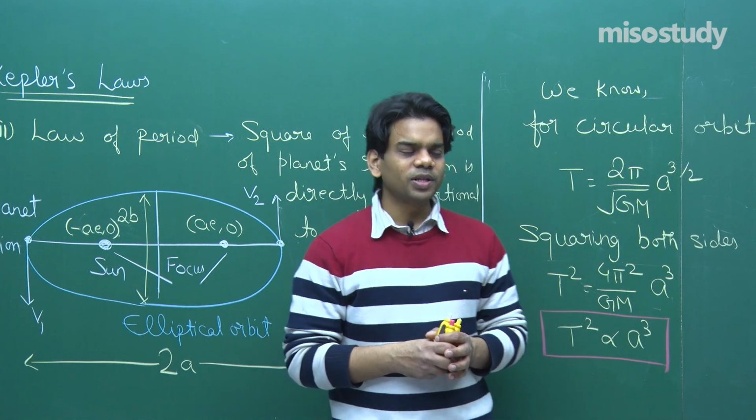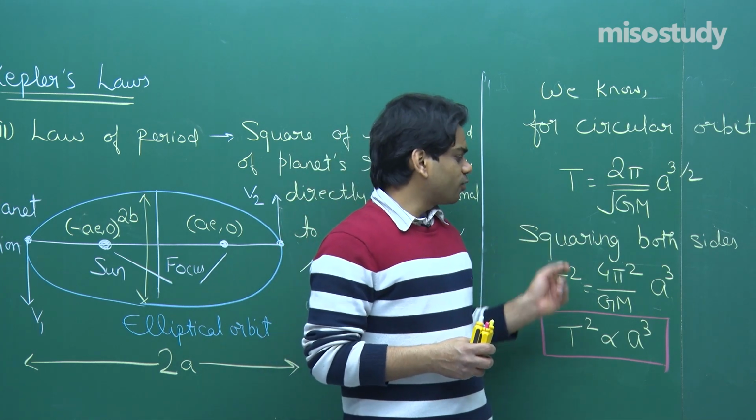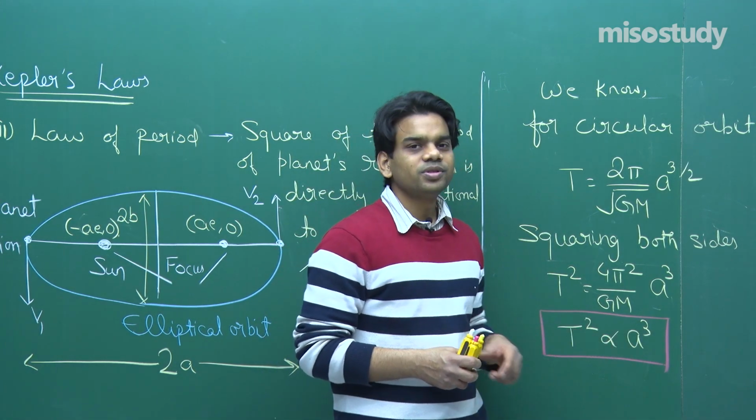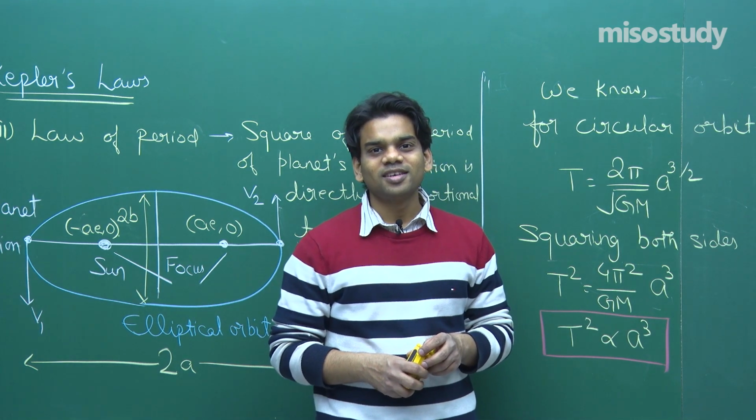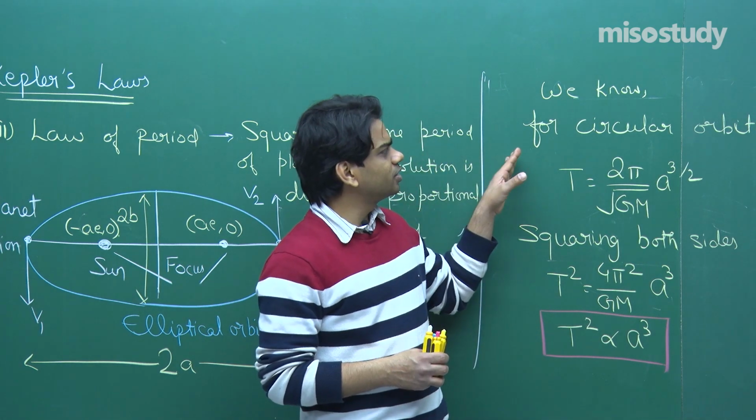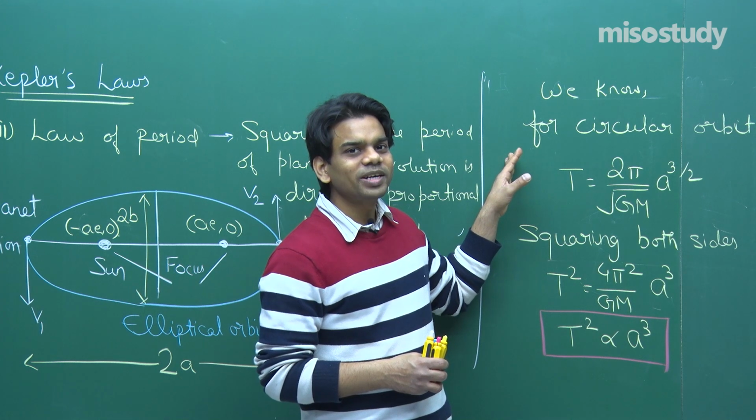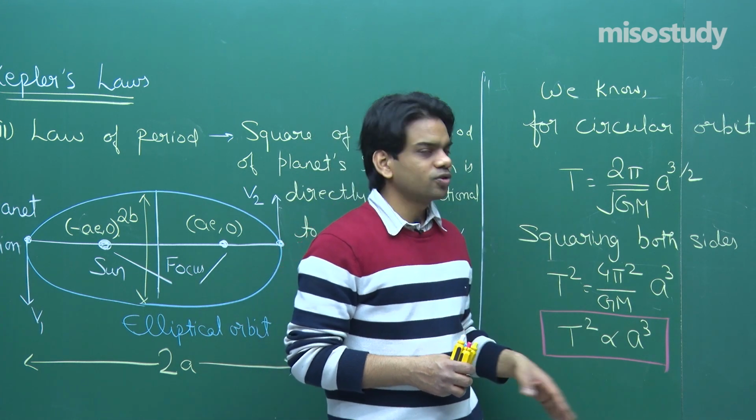Third law, again, is quite simple. The third law says that the square of the time period is proportional to the cube of the semi-major axis. Here we tried to show it by treating the orbit as circular, and we reached this result.